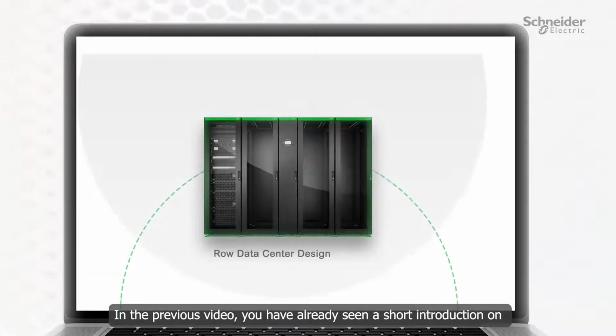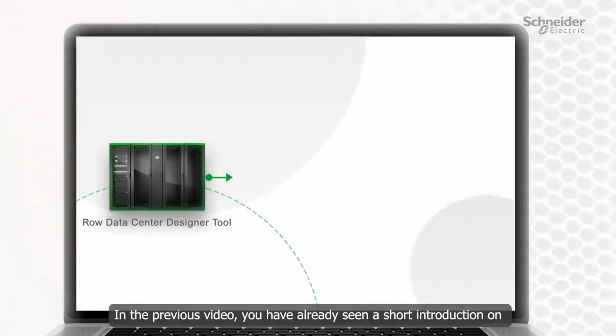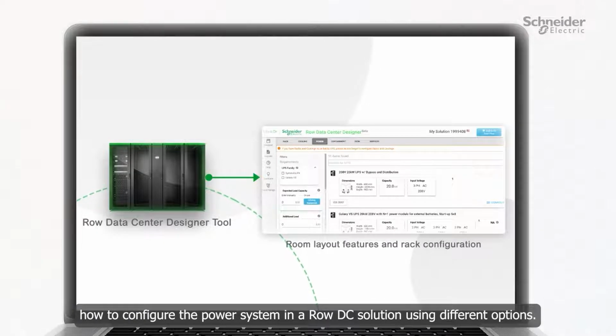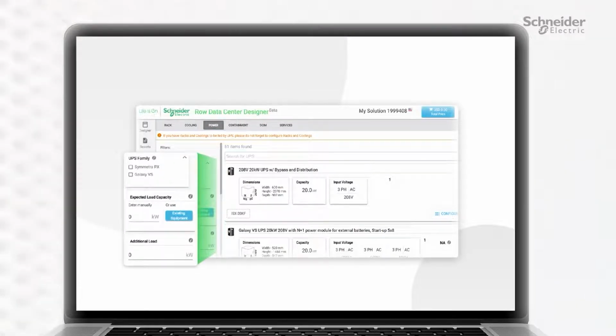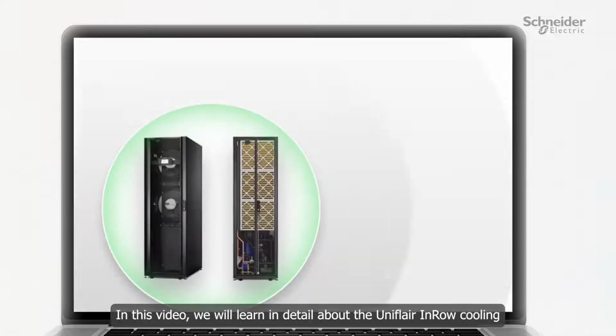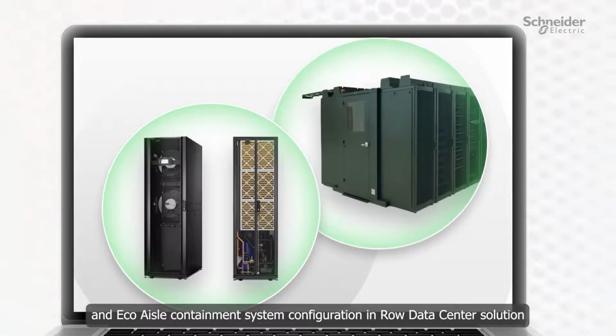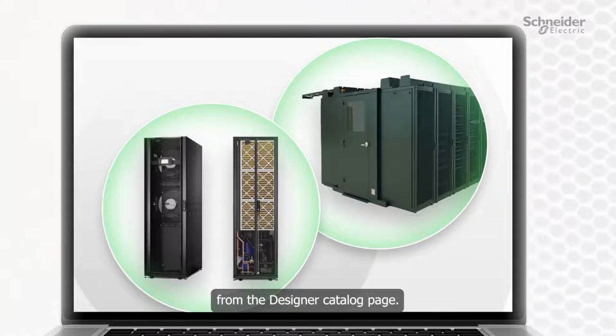In the previous video, you have already seen a short introduction on how to configure the power system in the InRow data center solutions using different options. In this video, we will learn in detail about the Uniflair InRow cooling and EcoAisle containment system configuration in InRow data center solution from the designer catalog page.